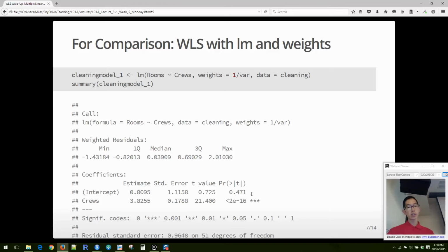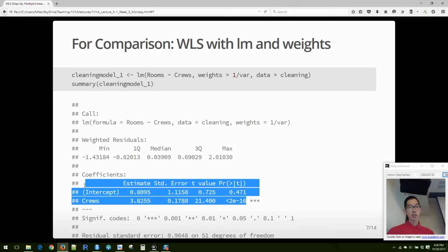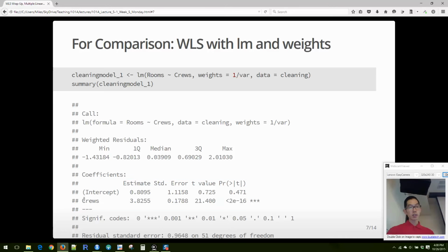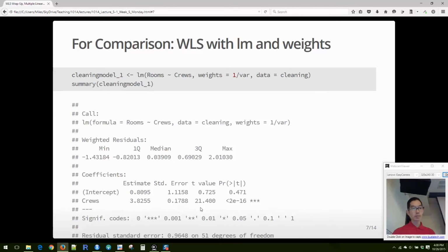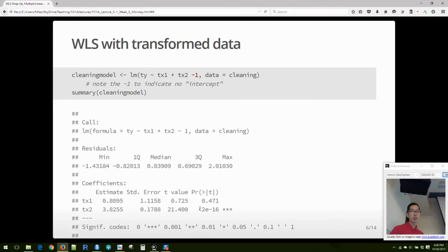Okay, and so if you look at all of these numbers here, the intercept and the Cruz coefficients are exactly the same. Notice we got 0.471 over here, and on the previous slide 0.471 -2. So we had the same t value, 0.725, same all of this. Okay, so transforming the data using the square root of the weights works as well.